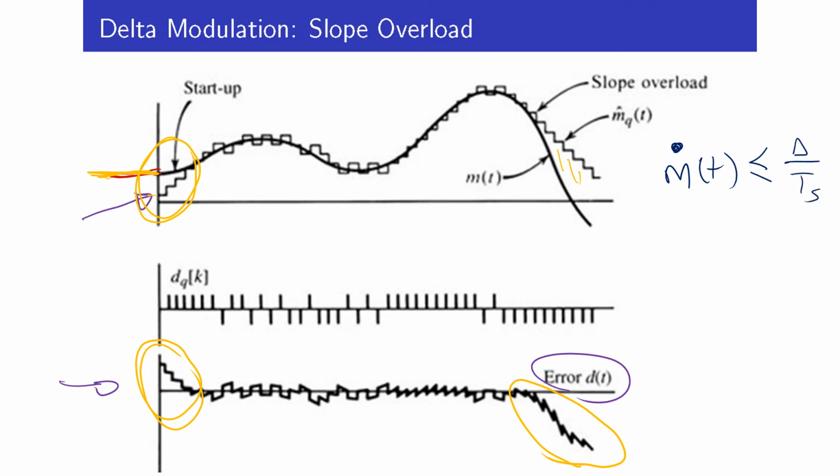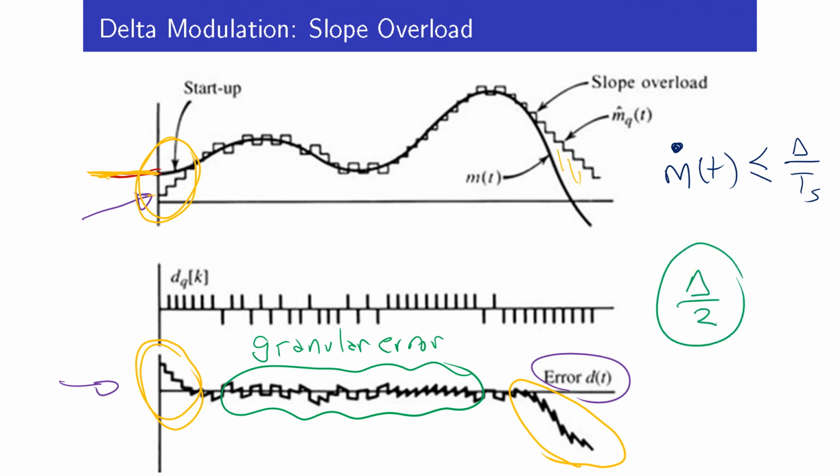However, we also find the error here, or the approximation here, which is not large in value. We call it granular noise or granular error, and this comes from the difference between the signal and the decoded signal. This error has a maximum value of delta over 2, because we quantize either to the upper level or to the lower level. So the maximum quantization error is delta over 2. The larger the delta, the larger the granular error. And of course, the larger the delta, the larger the power of quantization noise, which is delta squared over 12.